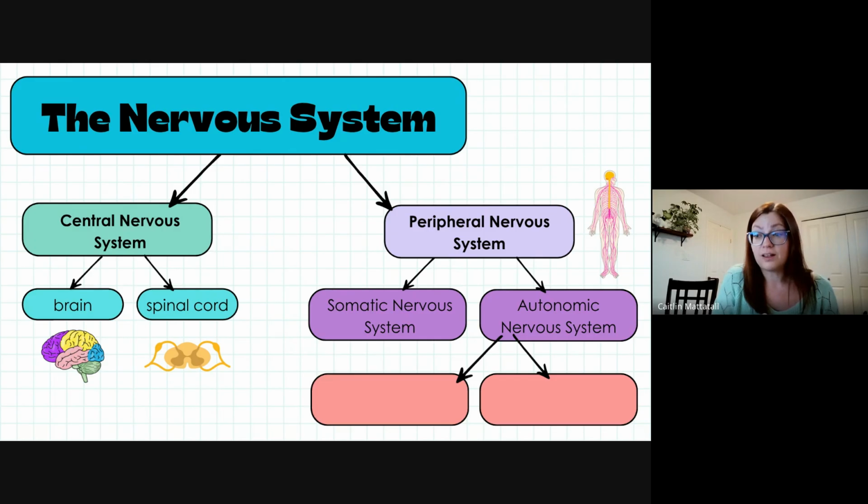The other thing I'd like you to add to this is external environment or outside environment. And we want to have the external environment included because that is what this somatic nervous system is responding to, is stimuli from the outside of your body. So if it's hot or cold, your somatic nervous system can pick up on that and kind of react accordingly.